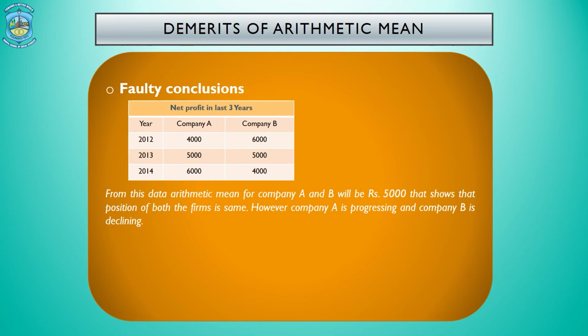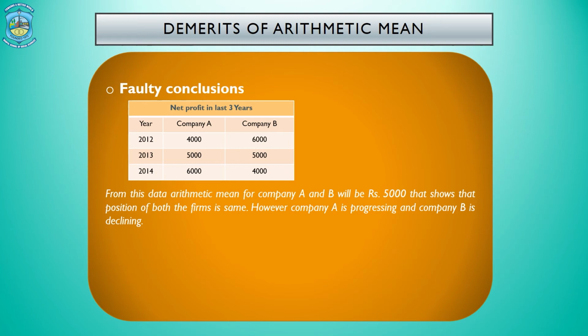We can see that company A is having a profit of 4,000, the next year it is 5,000, then it becomes 6,000. Whereas company B is having a profit of 6,000, then reduces to 5,000 and becomes 4,000. If we calculate the arithmetic mean of these two companies, the value will be rupees 5,000. That shows that both the companies are in similar condition. But actually the conclusion that we can draw from the movement of the data is that company A is progressing whereas the company B is declining.